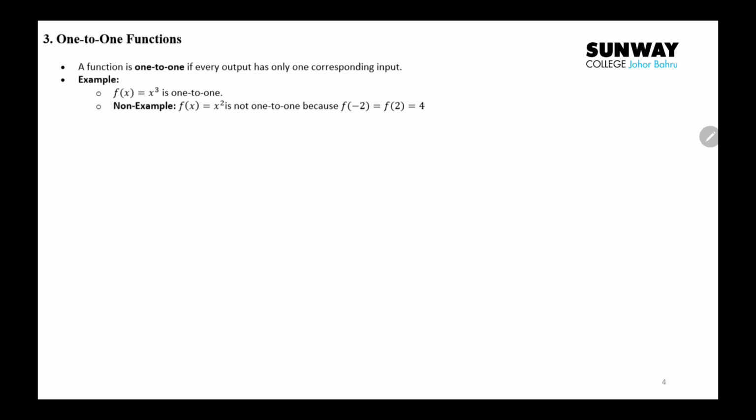A one-to-one function, as I said earlier, is a special case of a function where every output has only one corresponding input. For an example, y equals x to the power of 3 is a one-to-one function. If you look at how it is drawn, for every x value, you only have one y value corresponded.